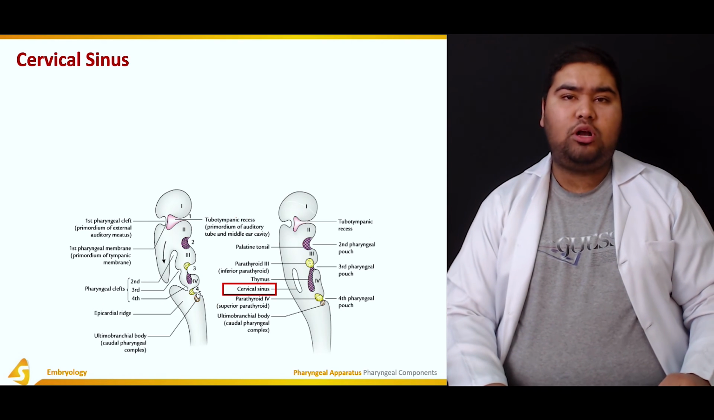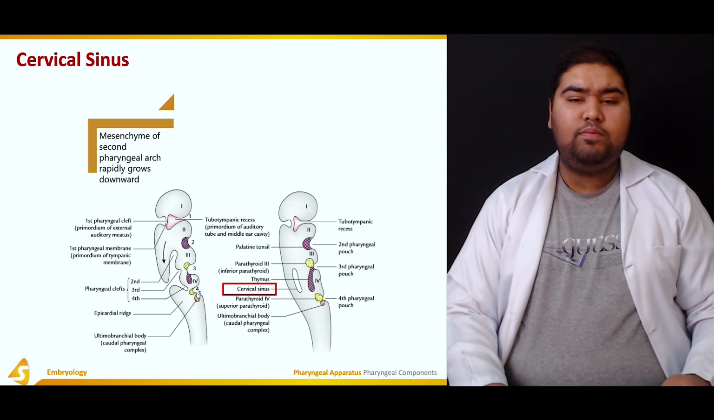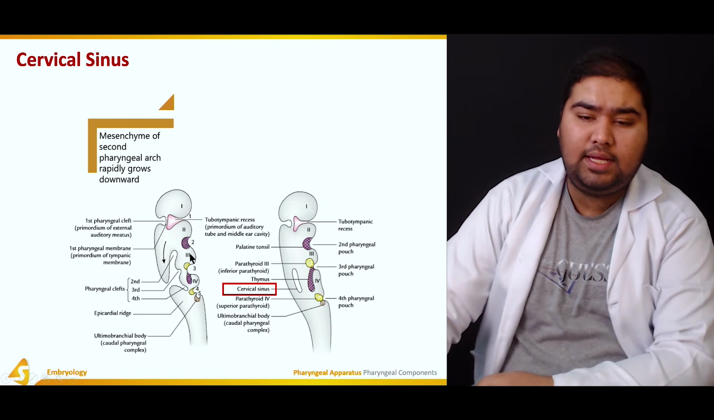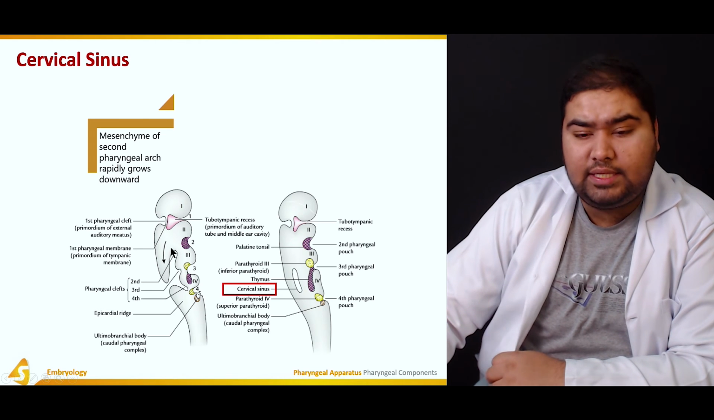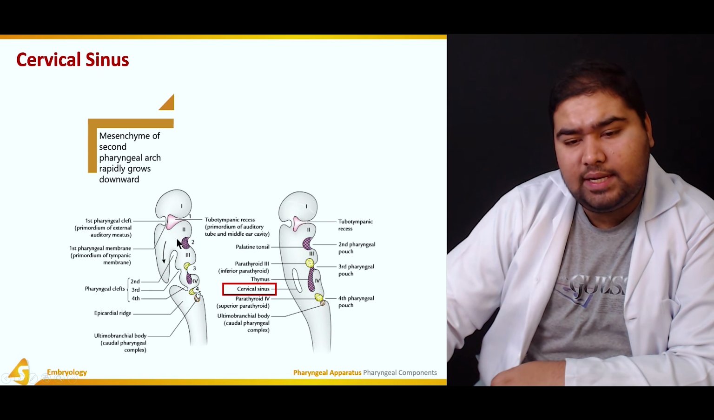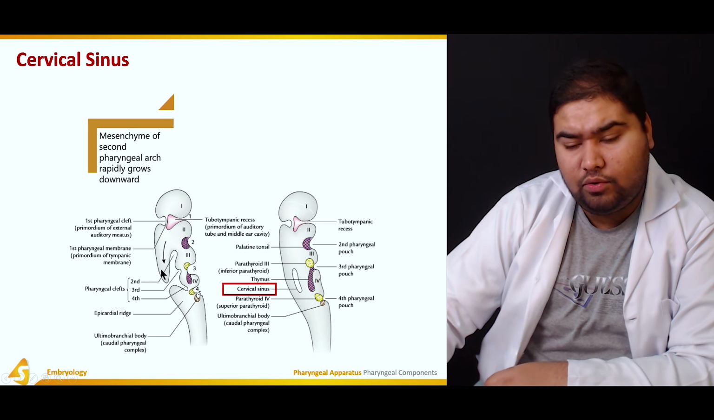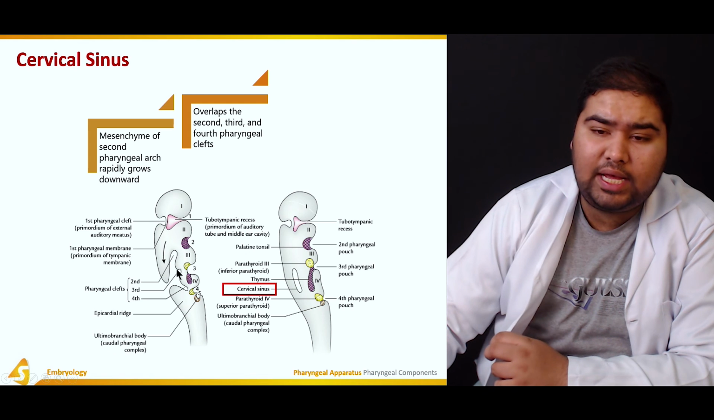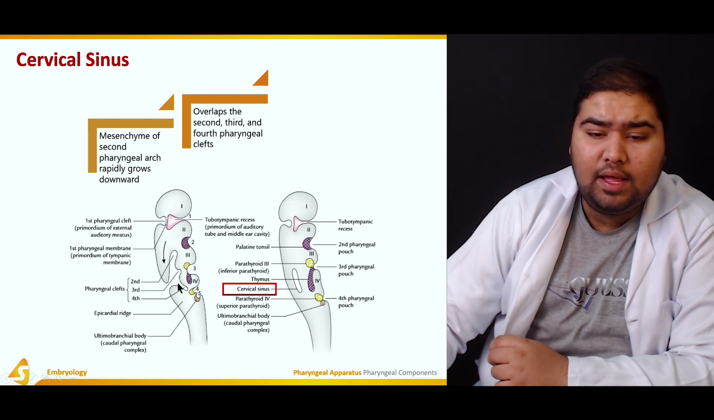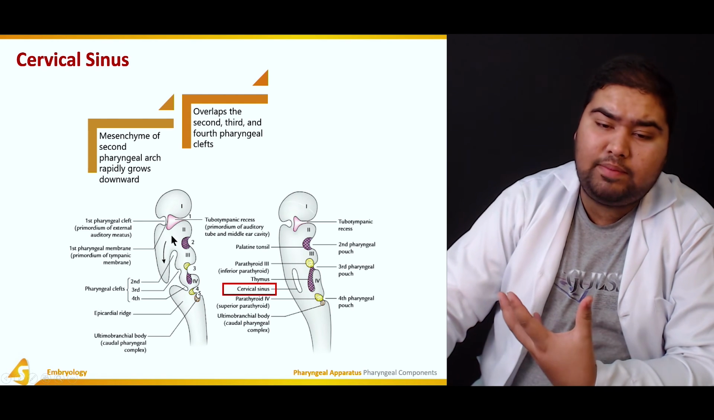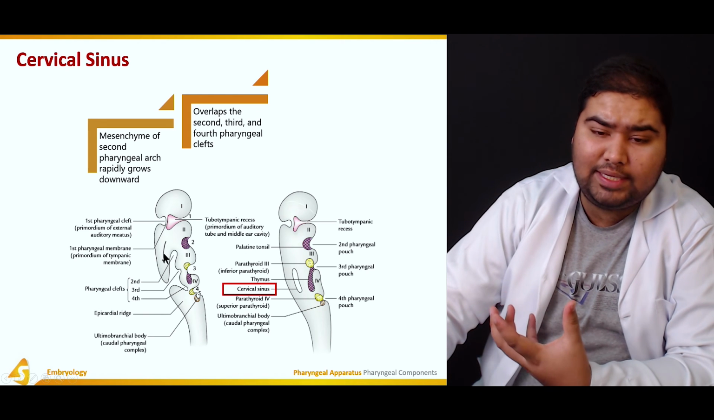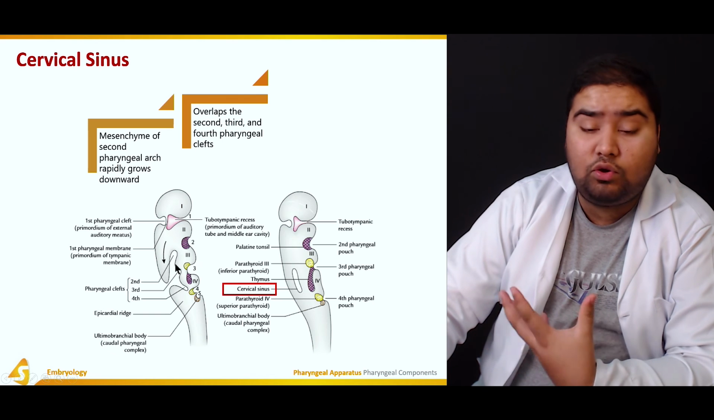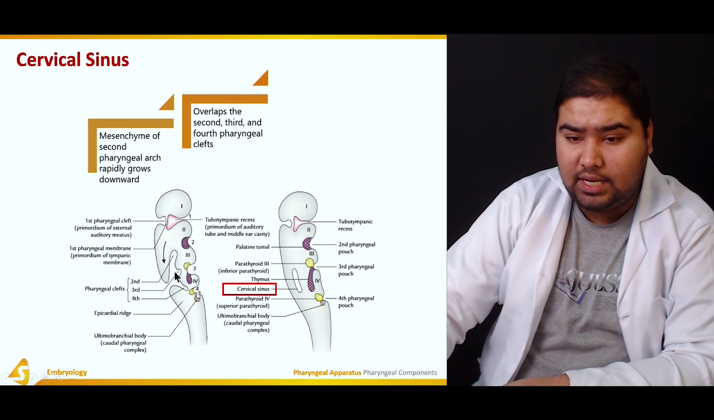Moving on, let's talk about the cervical sinus. Please refer to this figure. The mesenchyme of the second pharyngeal arch grows rapidly downward. It overlaps the third and the fourth pharyngeal clefts, as you can see here.